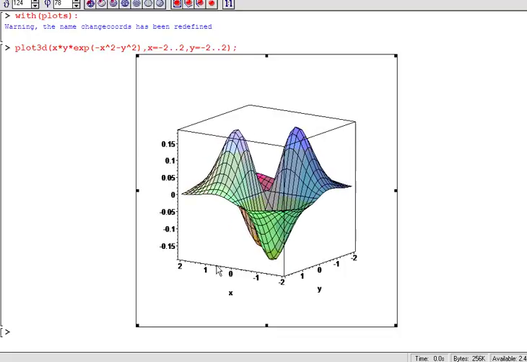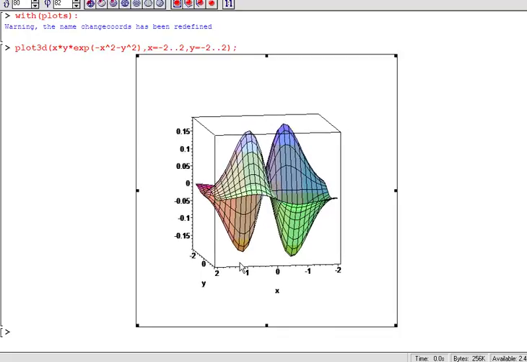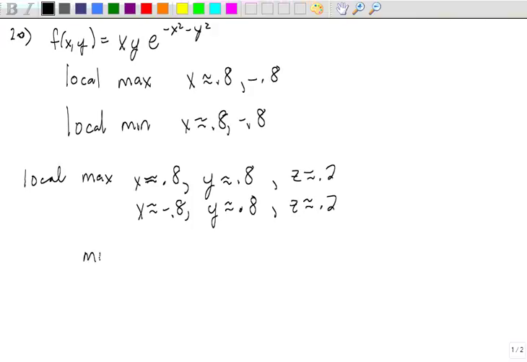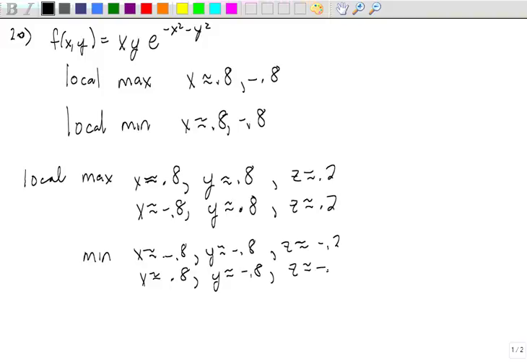So the mins are when x is negative 0.8 and y is negative 0.8, z is about negative 0.2, and when x is about 0.8, y is about negative 0.8, and z is about negative 0.2. Okay, so those are our guesses for max and mins locally. Let's look at saddle points.